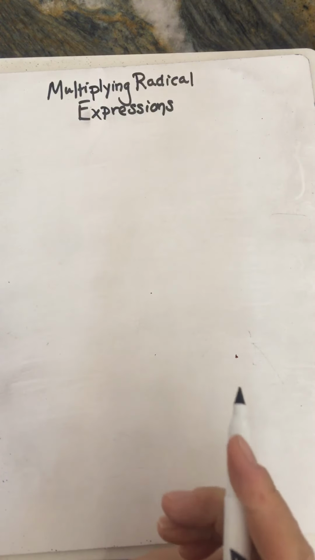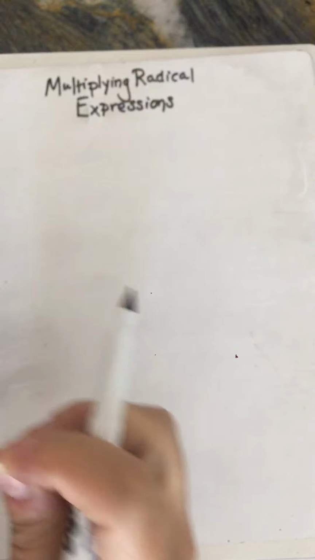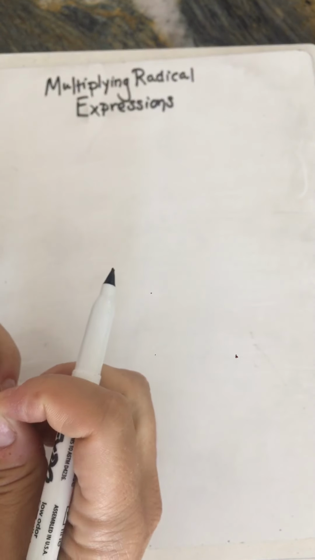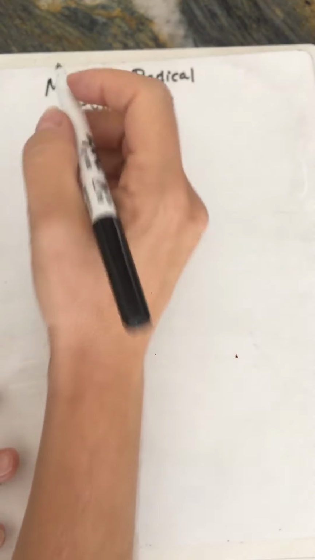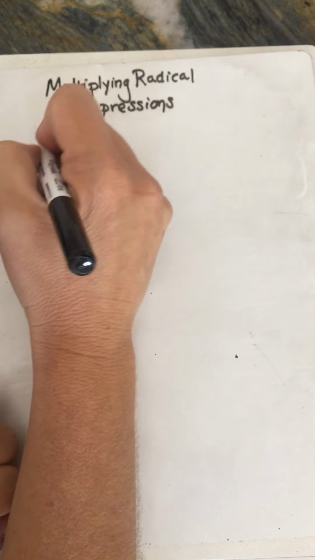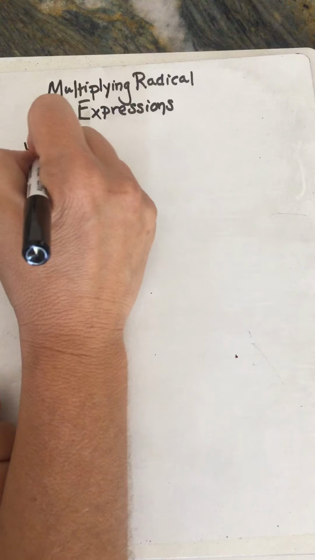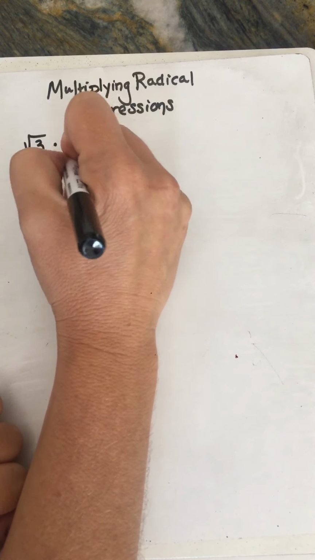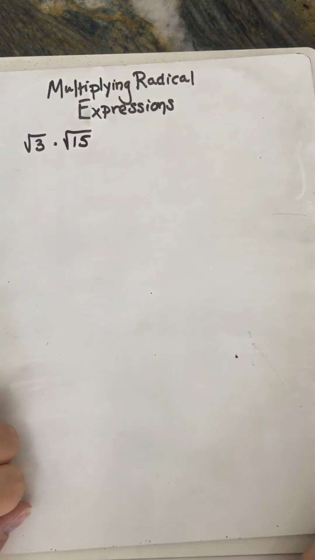When adding and subtracting radical expressions, you wanted to make sure you had like radicals. But guess what? For multiplying, you don't need to worry about it. You just need to make sure that you are in simple radical form. So let's take a look at something like the square root of 3 times the square root of 15.